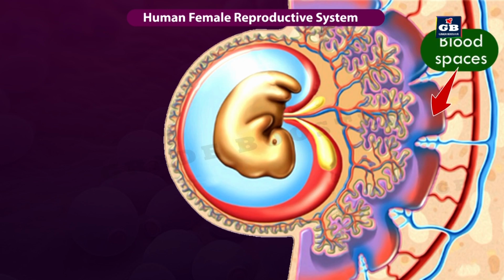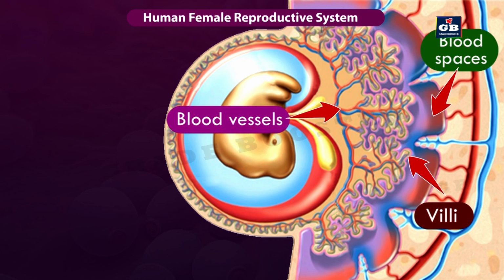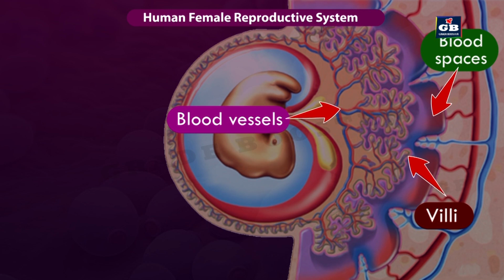This placenta has blood spaces on the mother's side and villi on the fetus side. This arrangement provides a large surface area for the exchange of materials between the blood of the mother and the blood of the baby. Here, the nutrients and oxygen are absorbed and wastes are released into the mother's blood.